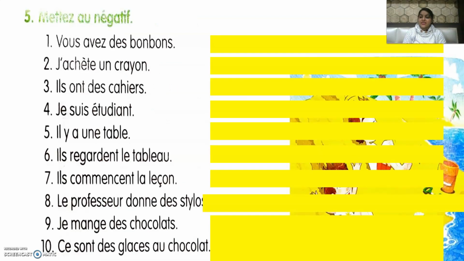Let's move to the next exercise. The next exercise is mettez au négatif. Mettez au négatif means you have to make the sentences negative. The first one is vous avez des bonbons. That means do you have candies? The negative will be vous n'avez pas de bonbons. So un, une, des becomes de in the negative.